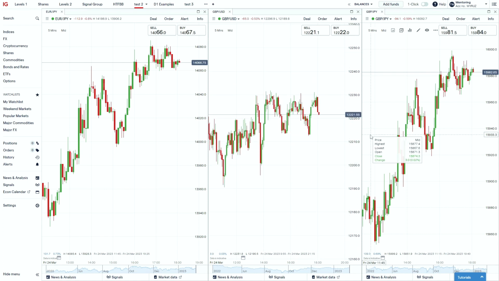What I'm trying to show you here is an example of how I would set up my charts in terms of trading multiple markets. So we'll come on to that now, and the logistics of actually managing to trade multiple markets on your PC or your laptop or even your tablet, for example.